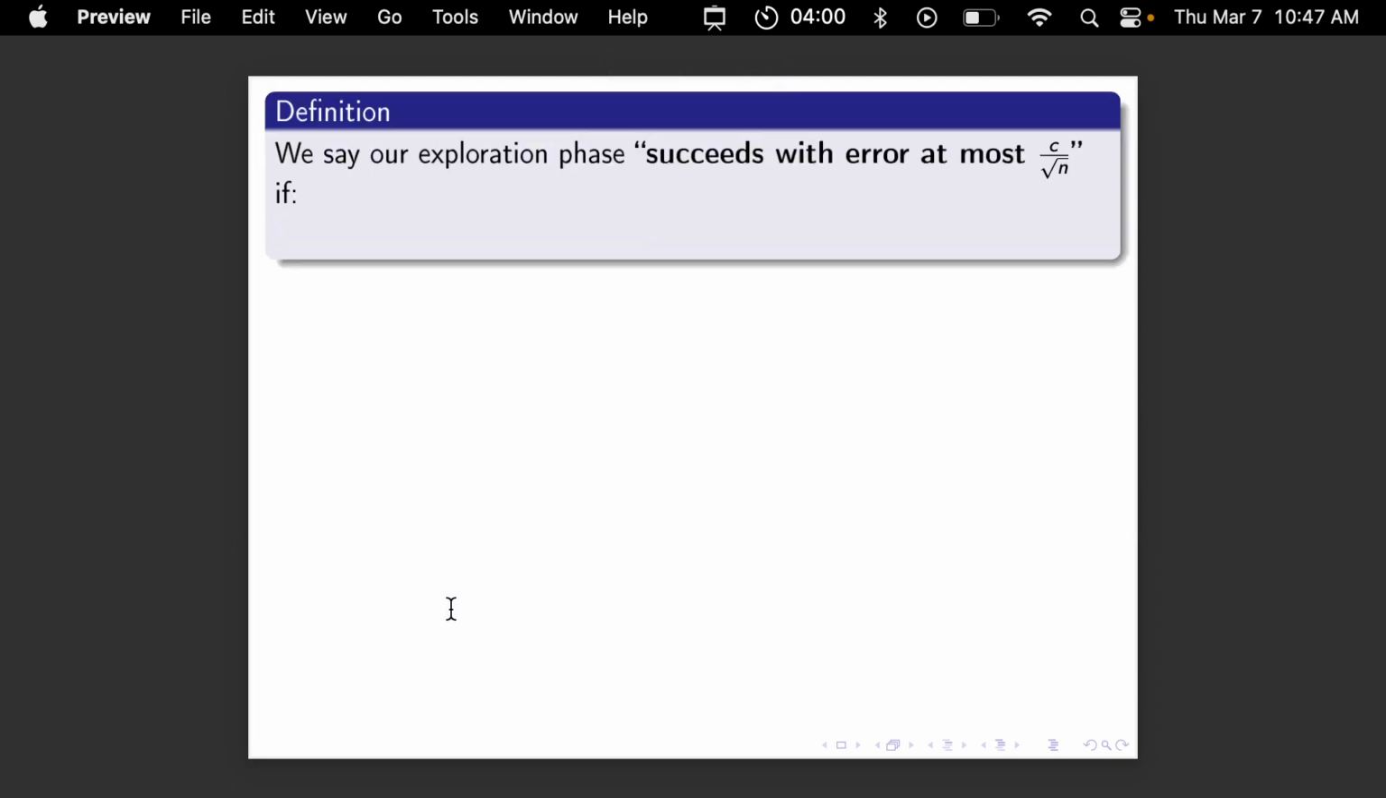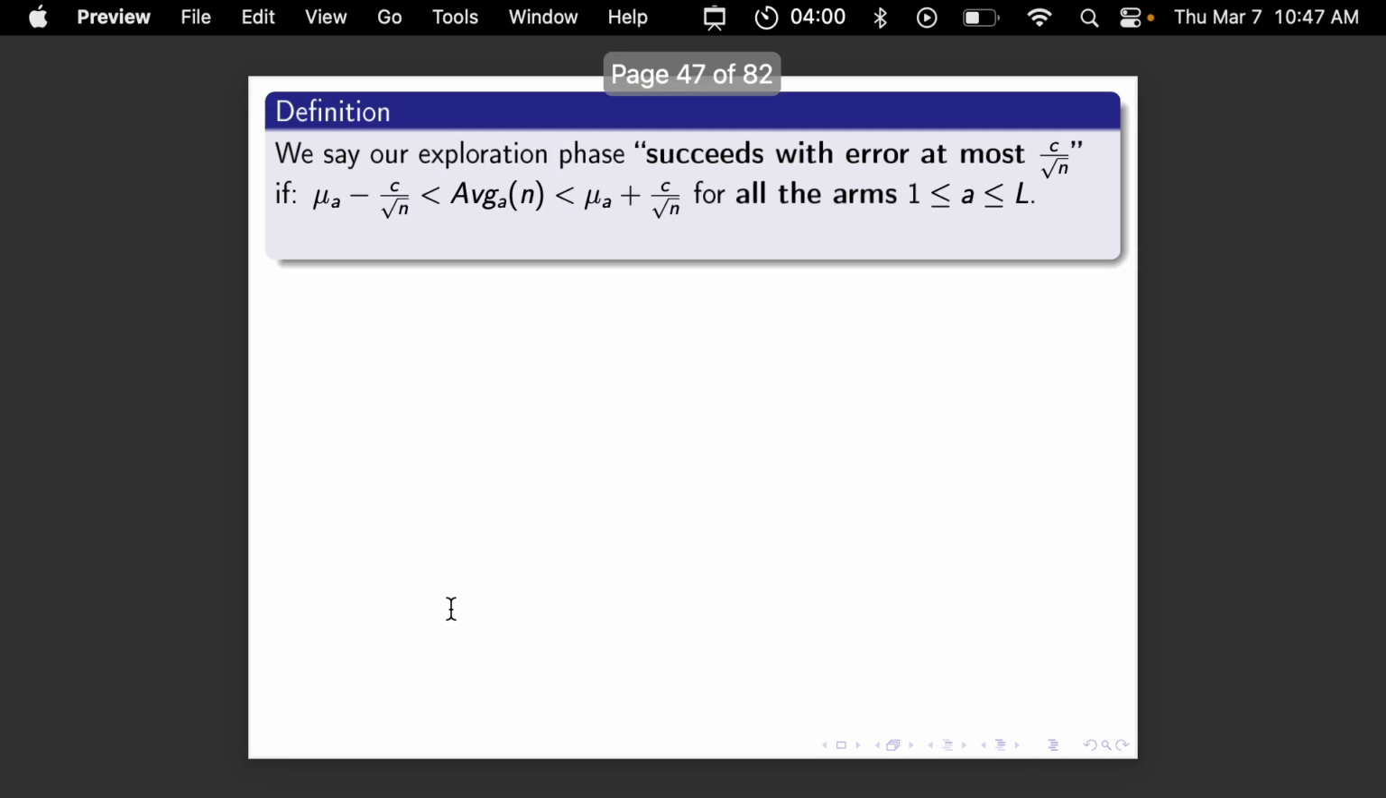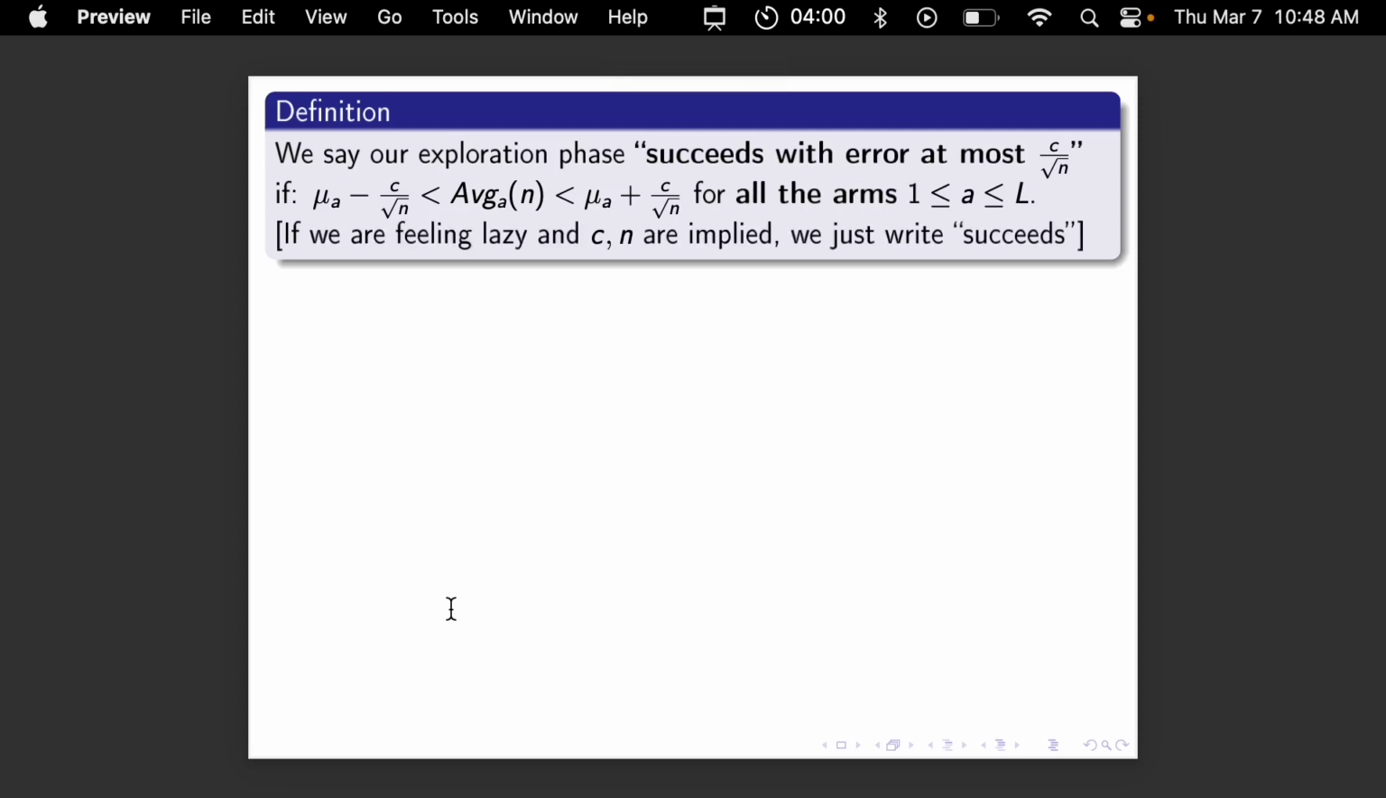Okay, so we're going to make a definition. We're going to say our exploration phase, where we play for n rounds, succeeds with error at most c over square root of n. What could that mean? That means that for every single arm, the empirical average that's displayed on our screen is within c over square root of n of the true average. Then we say, yay, we explored successfully. Sometimes I'll just say succeeds. Later in the slides, I'll say the exploration phase succeeds and leave off the c over square root of n, but don't worry, they're still there.